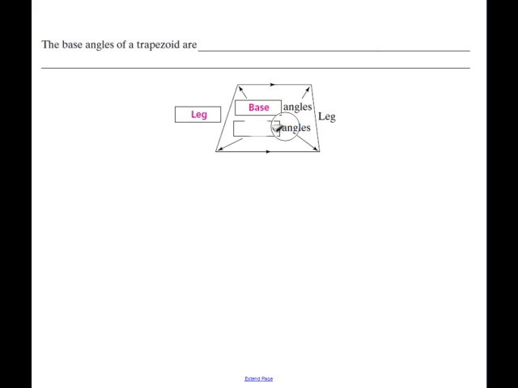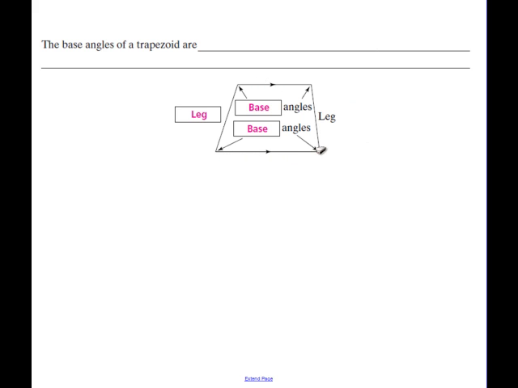Now, base angles refer to a specific pairing of angles. For example, notice how this mentions base angles, and it specifically means this angle here and this angle here together, because these two angles share this base, right? The base being one of the parallel sides.